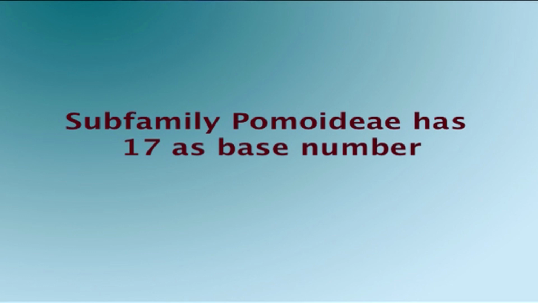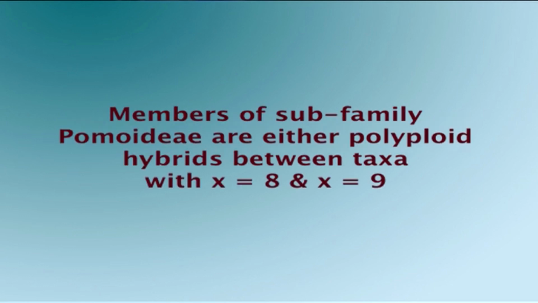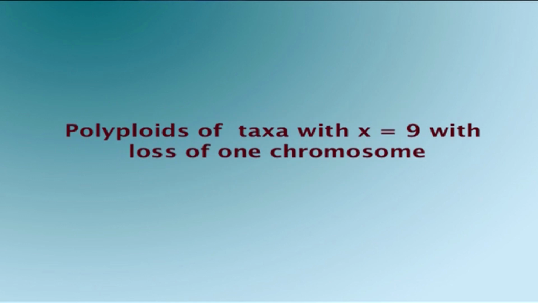This suggests that the members of subfamily Pomoideae are either polyploid hybrids between taxa with x = 8 and x = 9, or are polyploids of taxa with x = 9 with loss of one chromosome. Now the cytological variation at and below generic level. There are several examples where chromosome numbers support generic status.